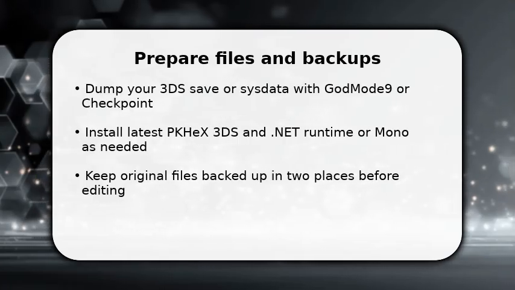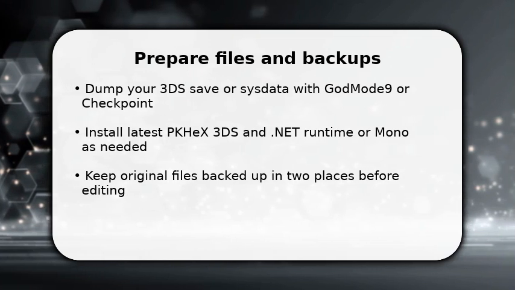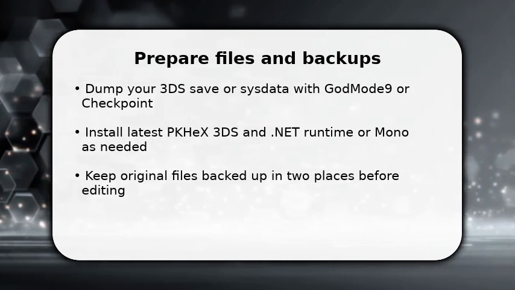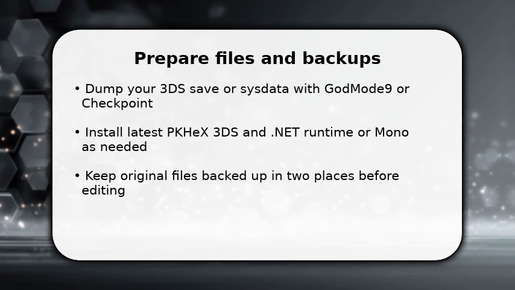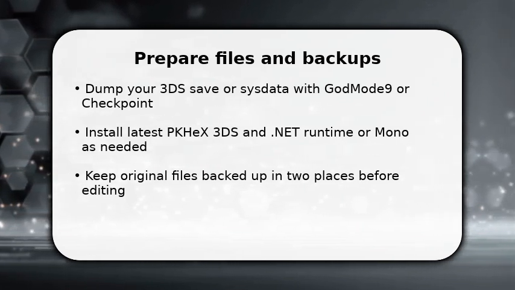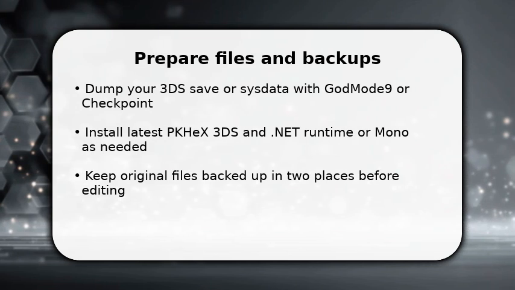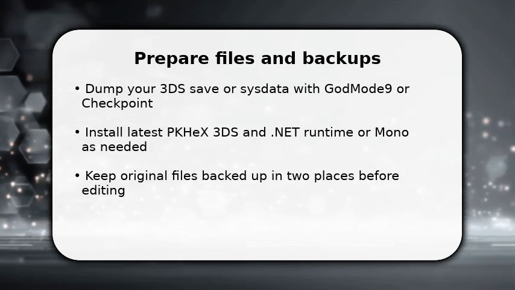You start by getting the exact save file and a clean PKHeX build. This ensures compatibility. Once done, place the dumped save or data on your PC and make 2 backups in separate folders or drives so you can revert.